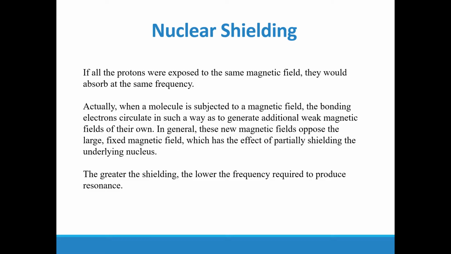If we applied the same magnetic field to all the protons, they should absorb at the same frequency. However, when a molecule is subjected to a magnetic field, the bonding electrons circulate in a way that generates some additional weak magnetic fields of their own. These new magnetic fields oppose the large magnetic field that we're inducing, and so this can shield the nuclei in the molecule. So the greater the shielding, the lower the frequency required to produce resonance.